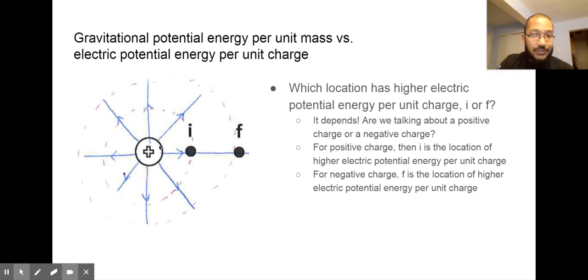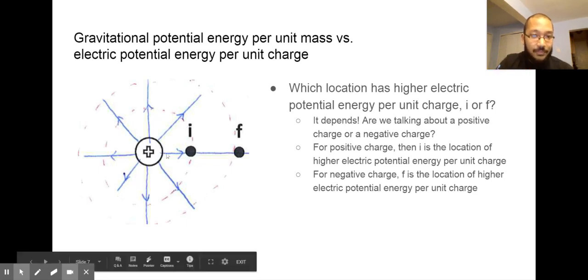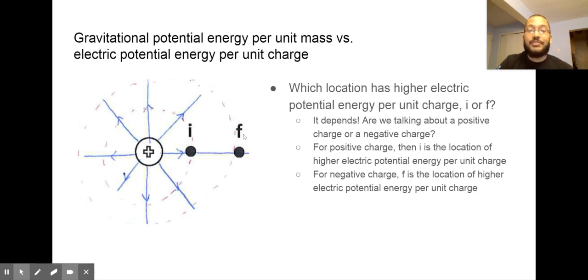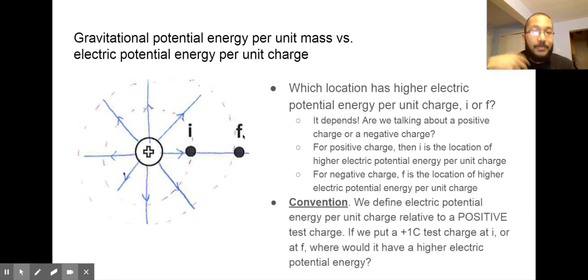So what do we do? This is an area of high potential energy for positive. This is an area of high potential energy for negative. It's similar to what we did with electric fields. We just say, forget about negative charges. Let's look at just what a positive test charge would experience. So because this area would have higher potential energy per unit charge, it would have higher electric potential energy at I versus at F, we say that this is an area of high electric potential energy per unit charge. We just forget about the negatives.